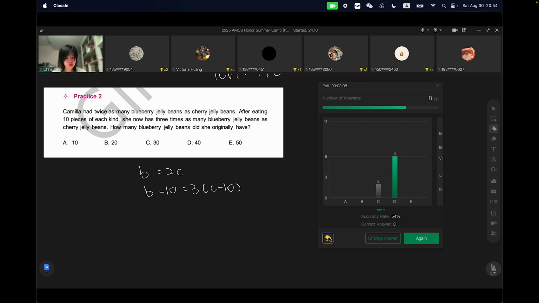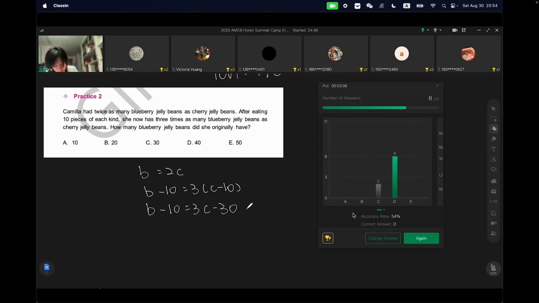Okay. So congratulations, most of the people who answered were able to get it correct. So this is a problem, and it says that Camilla had twice as many blueberry jelly beans as cherry jelly beans. So as you can see, what I did here was that I substituted blueberry jelly bean as B and cherry as C. So originally they were B equals 2C. After eating 10 pieces of each kind, she now has 3 times as many blueberry jelly beans as cherry jelly beans. So basically, B minus 10 would be 3 times C minus 10.